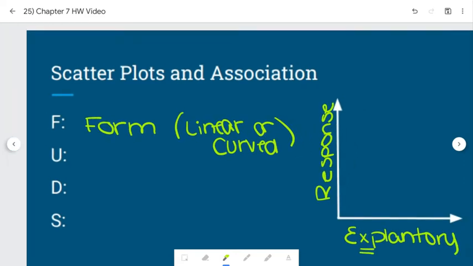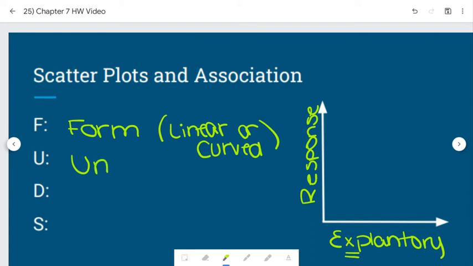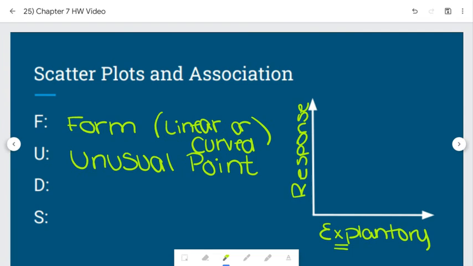Every time we look at this, we're going to have our scatter plots, and we're going to compare the form. The U in FUDS is going to be the unusual points. So we're looking for anything that stands out to us, that's unexpected, that's out of the ordinary.